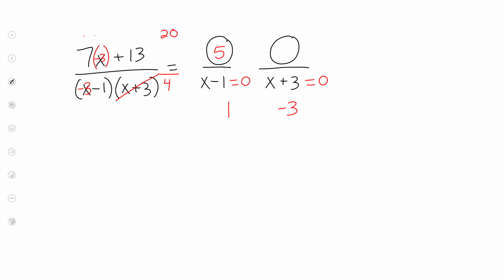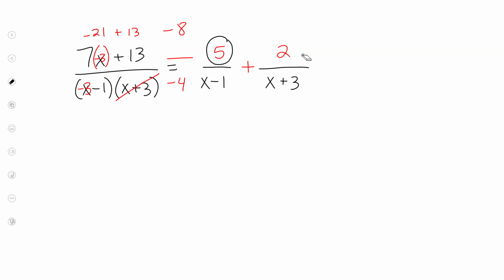So we get negative 21 plus 13. What is that equal to? Negative 8 over negative 3 minus 1. That's negative 4. So what will go in my numerator? A positive 2. Since it's positive, I'll just put a plus sign. So if you notice, I got back to my original two fractions. So this is my answer.